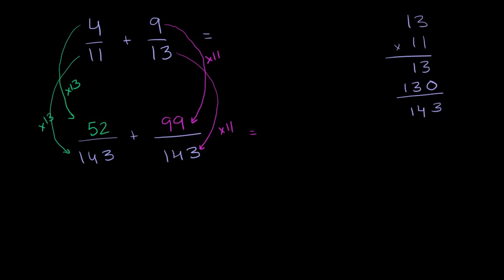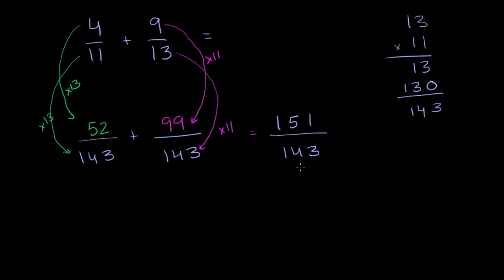This is equal to, our common denominator is 143. And 52 plus 99, 52 plus 100 would be 152, and this is going to be one less than that. So it's going to be 151. And I think that's about as simplified as we can get. As far as I know, it doesn't look like there are any common factors between 151 and 143. So we just get 151 over 143.